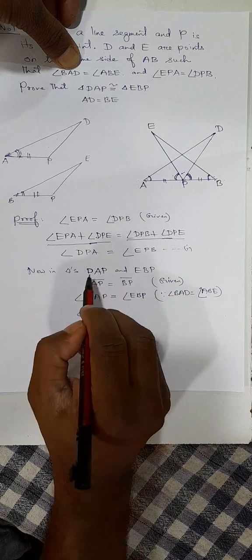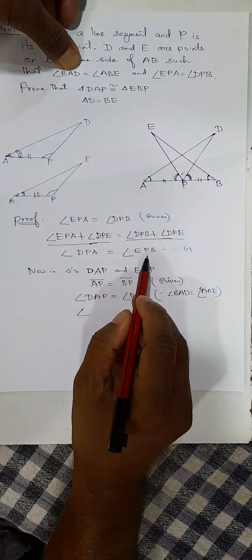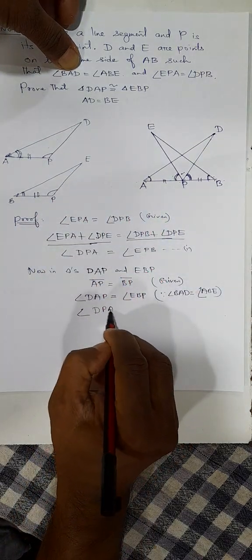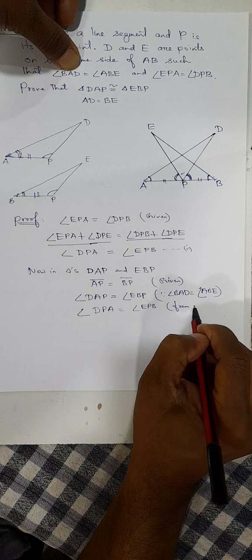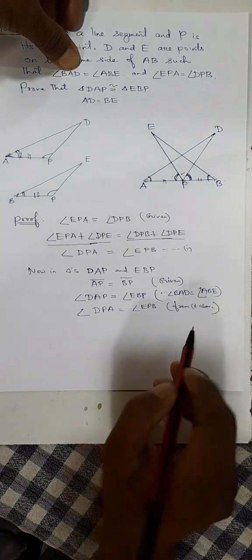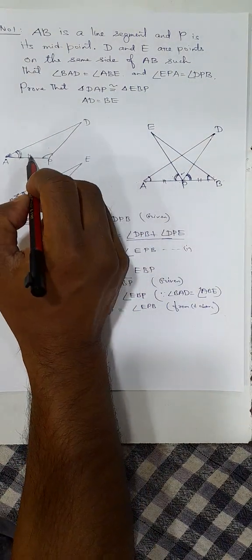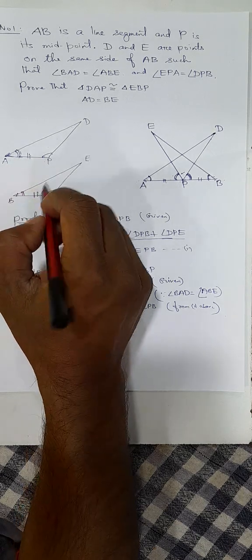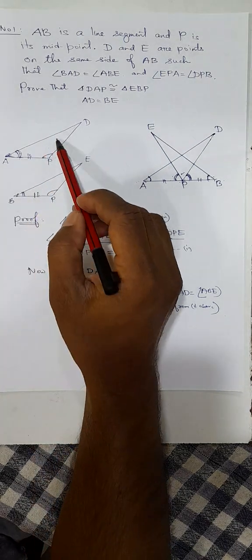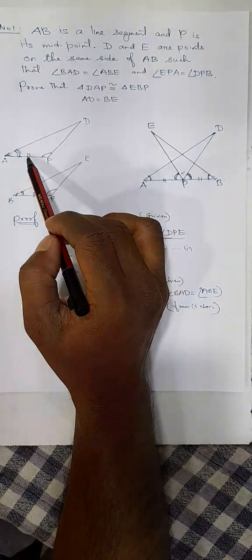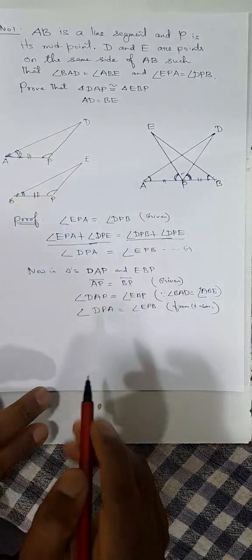Again we find that angle DPA, this angle, equal to EPB. This we already proved earlier, from 1 above. Now you see in these two triangles we find that two angles and the included side of one triangle are equal to two angles and the included side of the other triangle. So these two triangles are congruent.